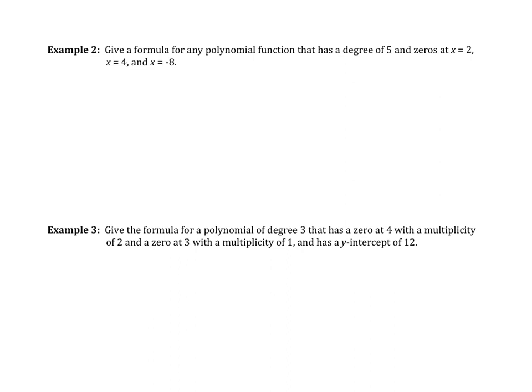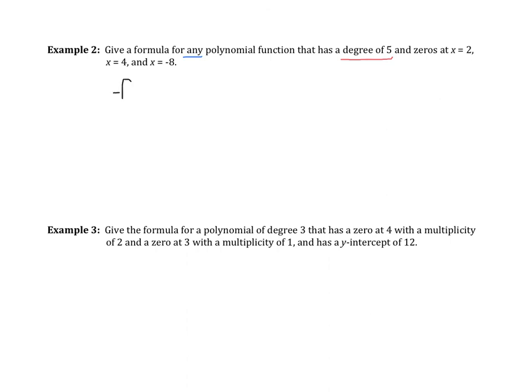In this next example, it says give a formula for any polynomial function that has a degree of 5. So this means the degree of the entire polynomial, and zeros at x equals 2, 4, and -8. So notice the key word any. This tells me that there's more than one possibility, as opposed to example 1 where they said give the formula. It looks like I have 3 zeros.